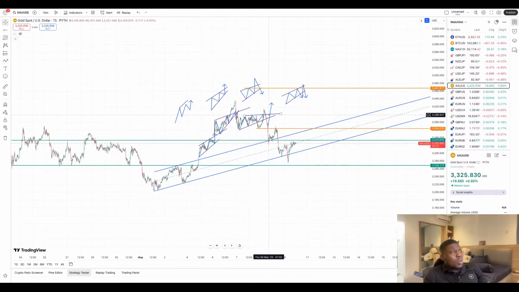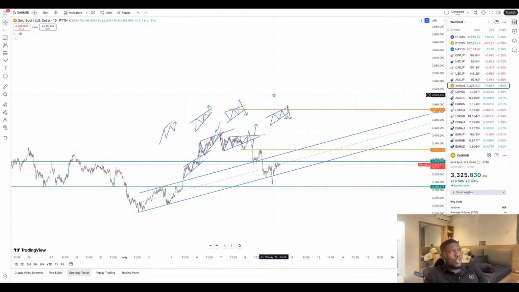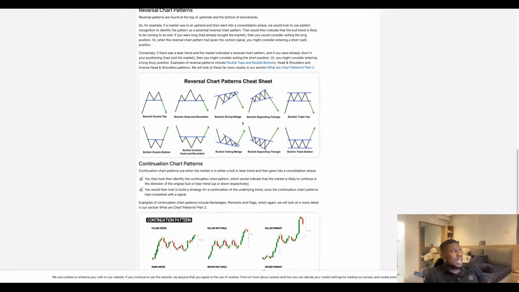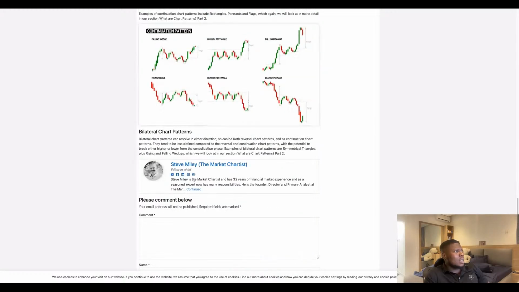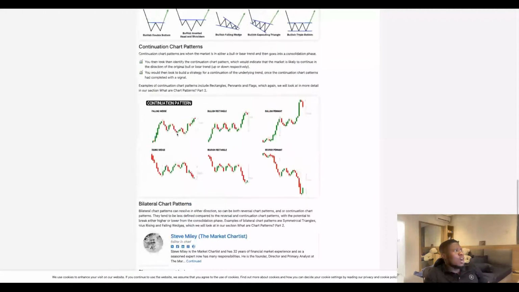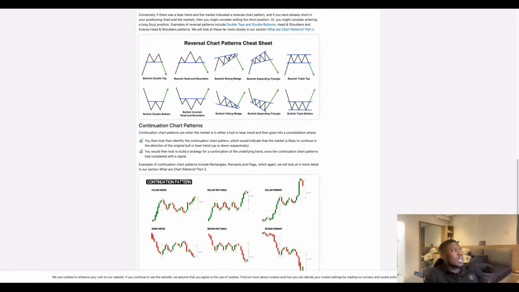If a trend is continuous, you ought to be having a continuous chart pattern like this. If a trend is continuous, you ought to be having this kind of continuation pattern. This is a wedge, this is a rectangle, this is a pennant. These are the kinds of patterns you'll get if that trend is continuous. This is for uptrend, this is for downtrend. But if the trend is not continuous and a reversal pattern starts forming, it means that the trend will reverse.